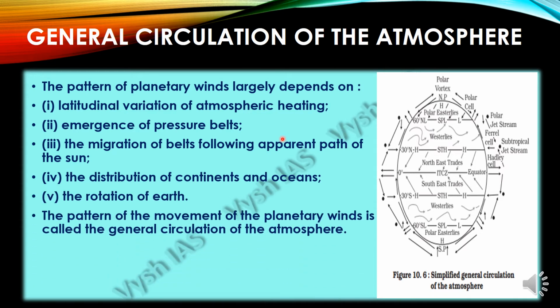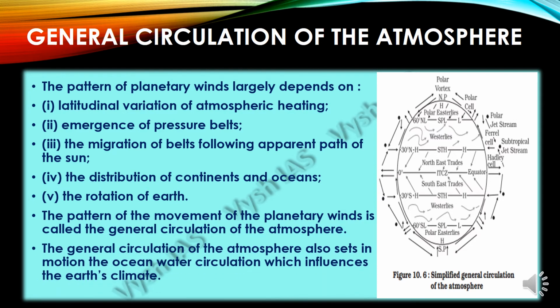So the pattern of movement of these planetary winds, all these different types of winds that you can see over here, is called the general circulation of the atmosphere. The general circulation of the atmosphere also sets in motion the ocean water circulation. This is important because it influences the earth's climate.